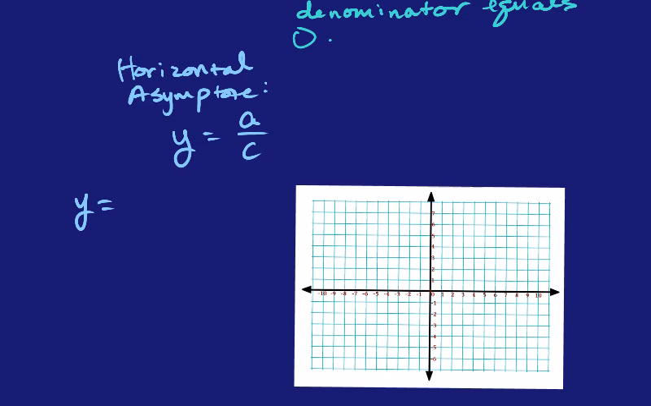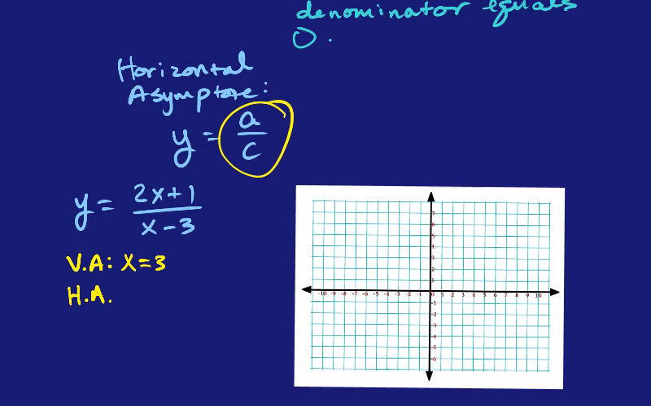Alright, so here we go. y equals, let's go with 2x plus 1 over x minus 3. So, let's ask the first question. Where's the vertical asymptote? That's going to be the denominator. And so, what makes the denominator equal 0? It's going to be x minus 3, or positive 3. So x would equal 3. Then let's go with the horizontal asymptote. Remember, the horizontal asymptote is going to be found by a divided by c. So take a look at the leading coefficients. You've got a 2 on top, and you've got a 1 on the bottom. So 2 divided by 1 is 2.